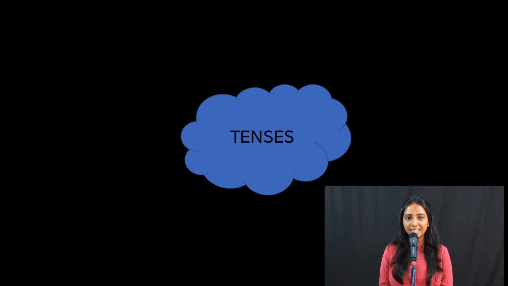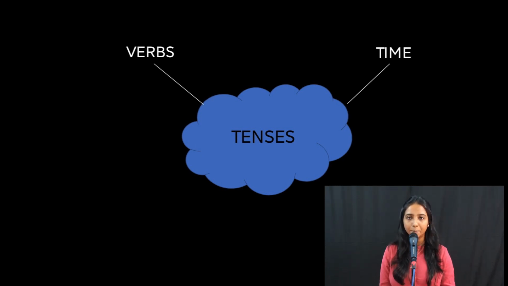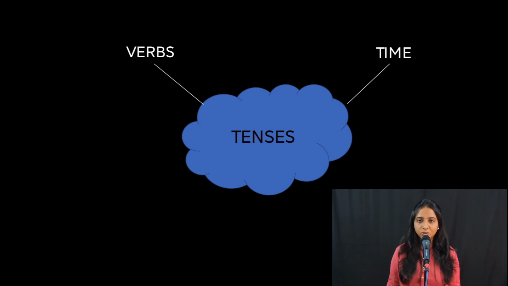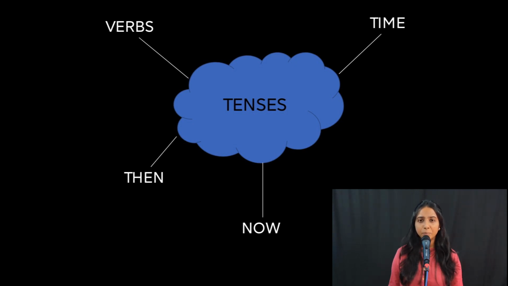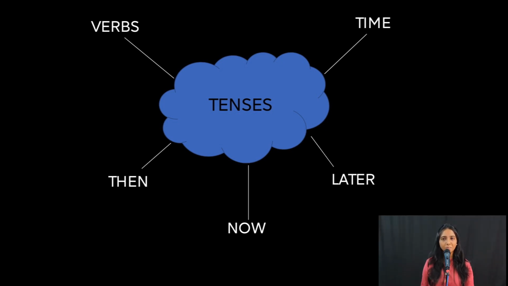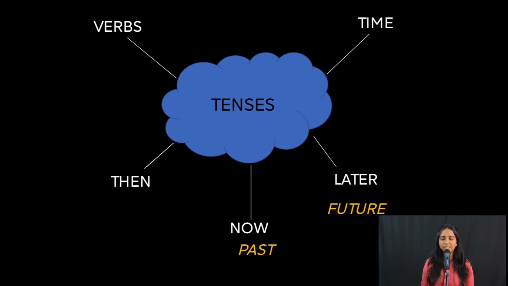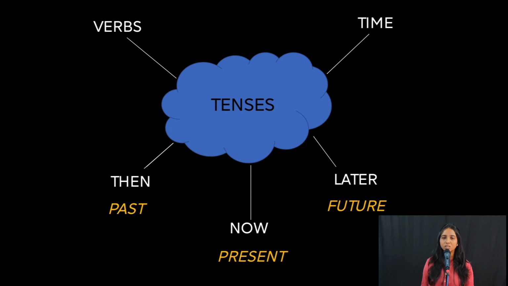Tenses is nothing but the ability of verbs to situate themselves in time. So, we have verbs and then we have time, and in three times, that is now, then and later. So that makes it present, future and past. So that's the basic thing about tenses. There is more to it and we'll deep dive into each of those tenses soon.